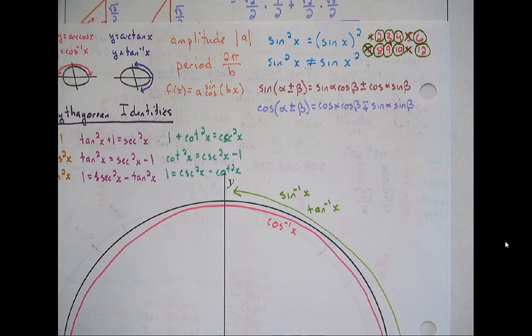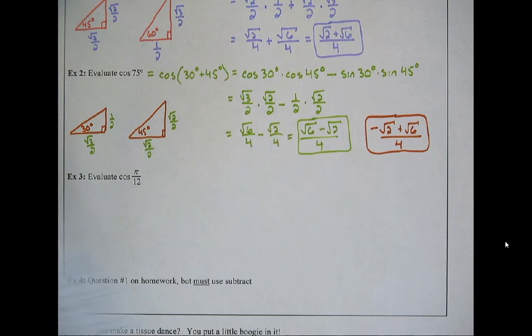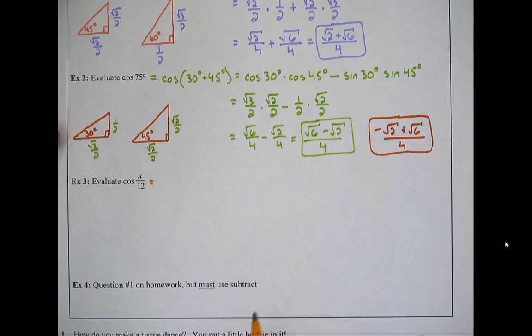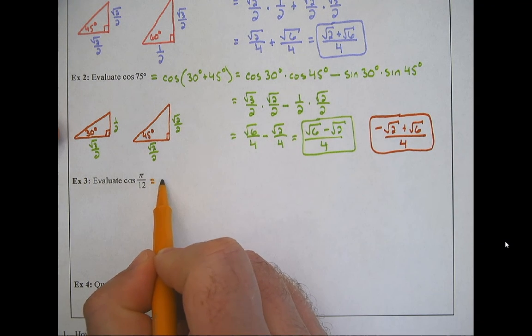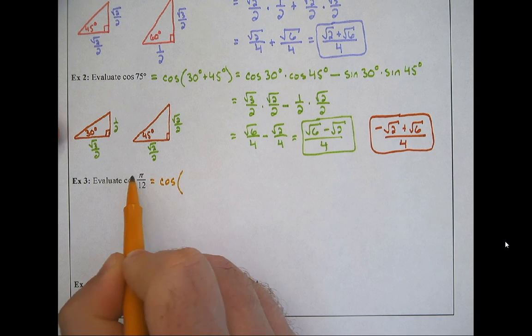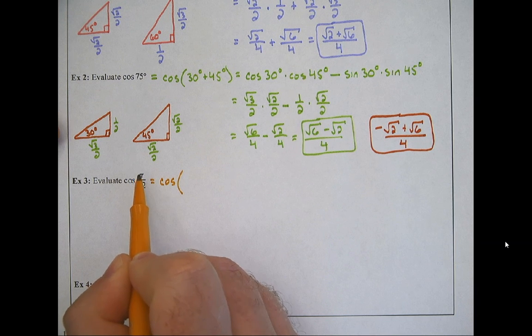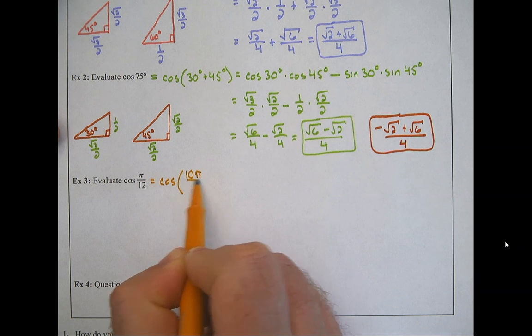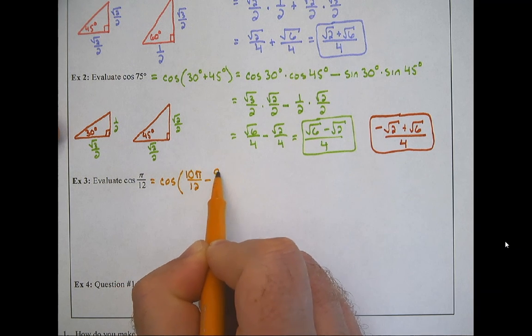I'm going to purposefully choose 10 and 9. That's because I want to point out something that I don't want you to fall for when you're on your own. So we're going to do the cosine of, instead of 1 pi over 12, I'm going to split it into, what did I say? I want to do 10 and 9. 10 pi over 12 subtract 9 pi over 12.